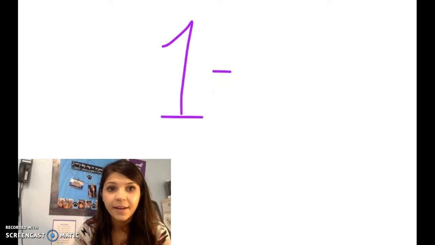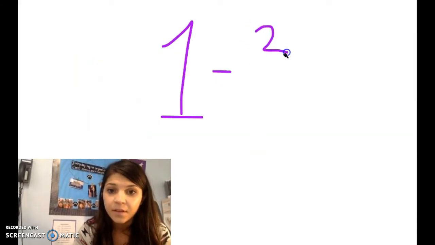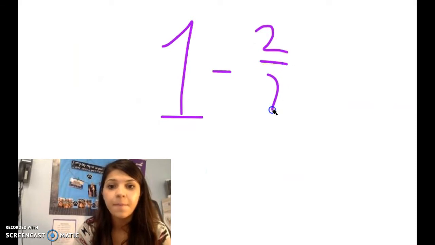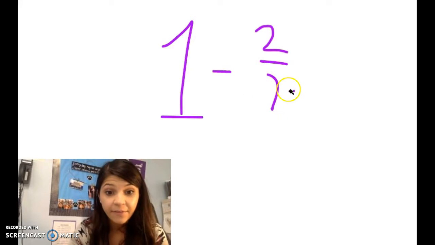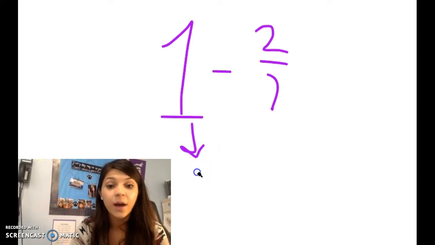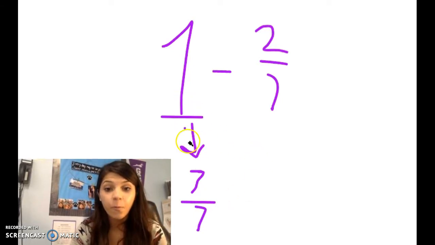So we have this whole number 1 right here, minus, I think it said 2/7. So we have to be able to make 1 into a fraction with the denominator of 7. I know that we have to turn this into a similar fraction. So I'm going to convert it into 7 over 7, because I know that 7 divided by 7 is going to be 1.